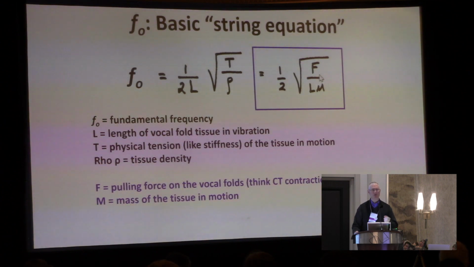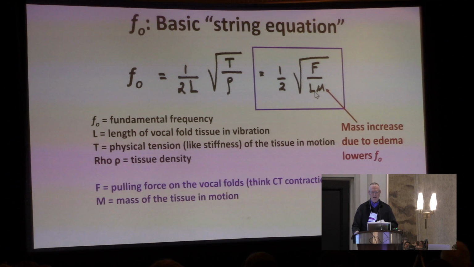The F here is force, like the force that pulls on the vocal fold, like the cricothyroid essentially is doing. And then inside here you have length and mass. Again, you have length underneath and mass underneath. Now what happens if you have edema, you will increase mass, but you won't necessarily increase the length of the vocal folds or change the force of the cricothyroid. But if you double the mass with edema or something like that, the fundamental frequency goes down.